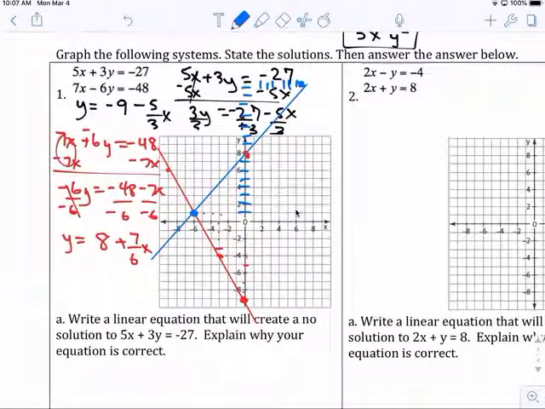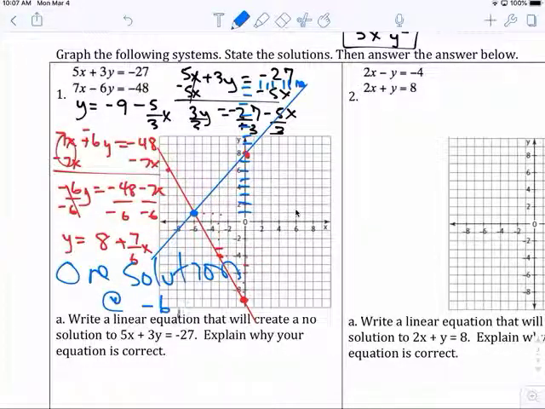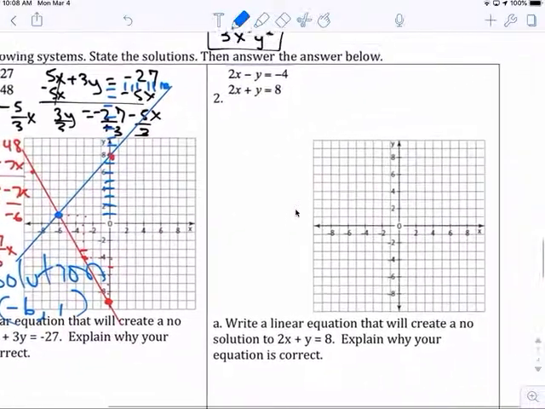One solution. You can always go over the graph at negative 6, 1.